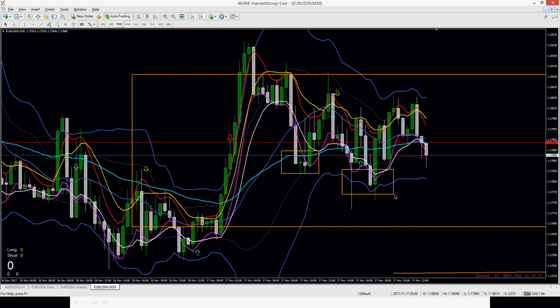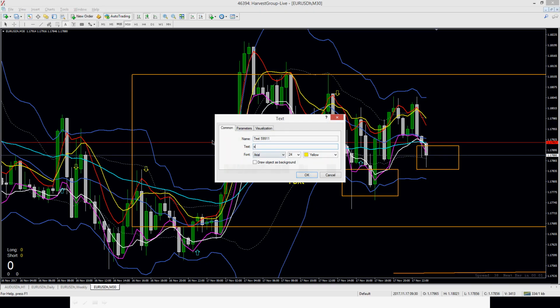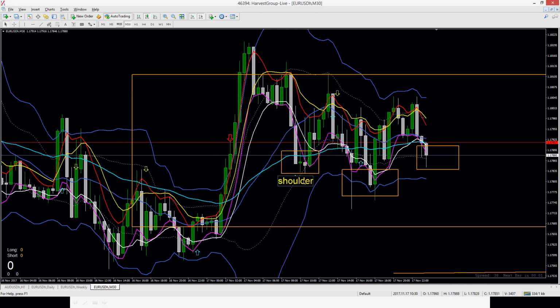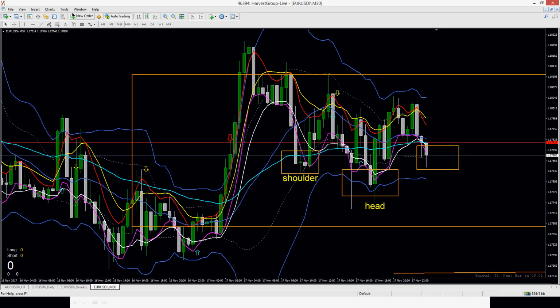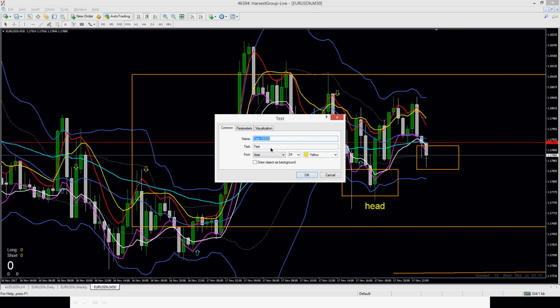Okay, what I can see is there is a head and shoulders at this particular juncture. So there's extreme deviation 1 over here. So this is the shoulder. Okay, and over here is the head, and the shoulder on the other side.